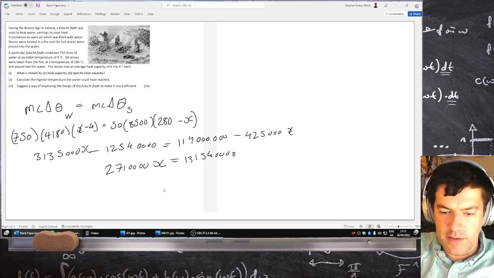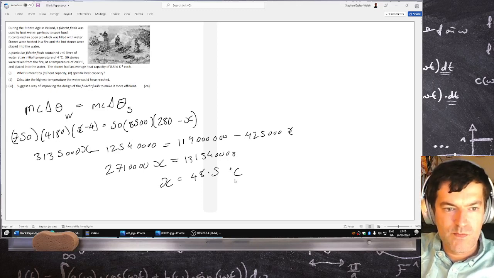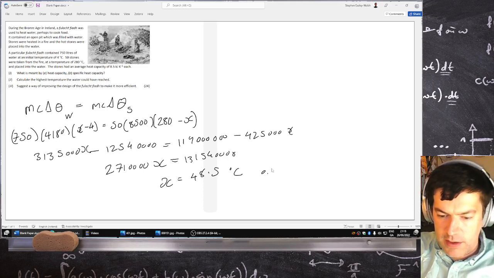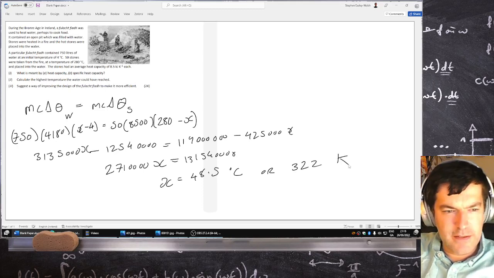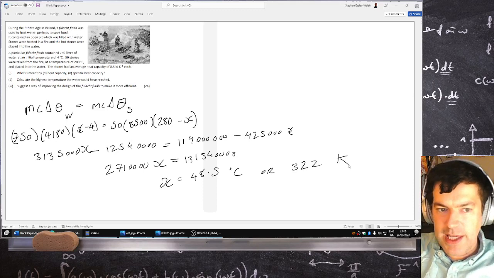Oh, good. Not as high as I guessed. X is 48.5 Celsius, or 322 Kelvin if you want it in Kelvin. That's the highest temperature it could reach, assuming no heat loss.